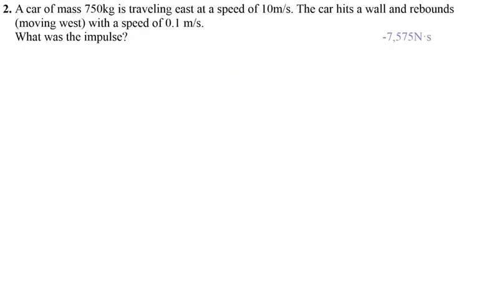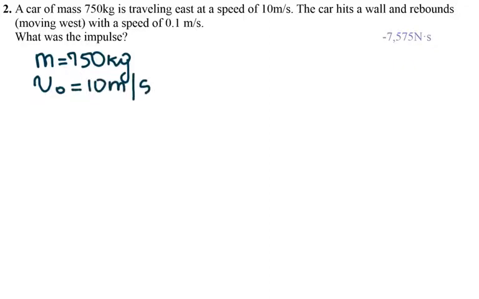Here's another example. A mass of 750 kilograms, so the mass is given, is traveling east at a speed of 10 meters per second, so the initial velocity is 10 meters per second. The car hits the wall and rebounds, moving westward with a speed of 0.1 meters per second. Because it changes direction, I have to specify it with a sign, since velocity has a direction. If initial was the positive direction, then the final is going to be in the opposite direction, negative 0.1 meters per second.